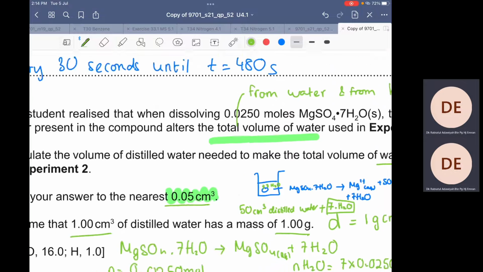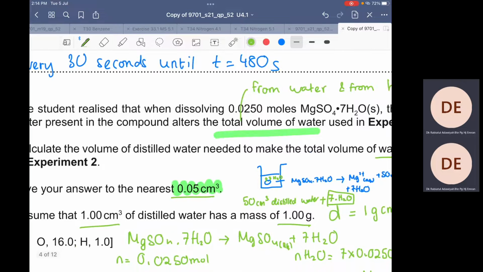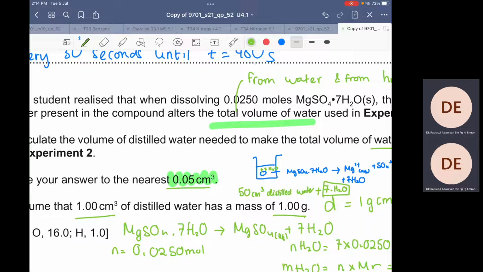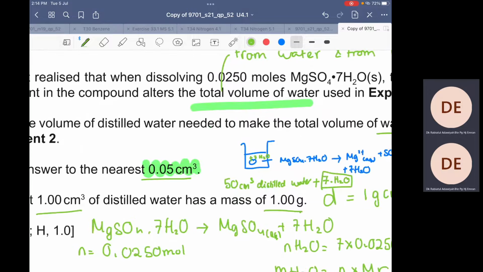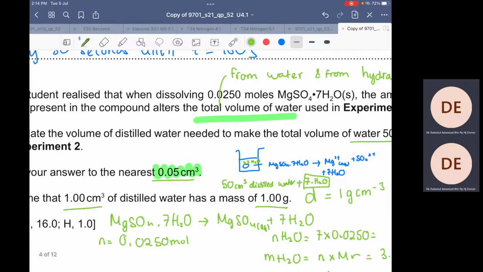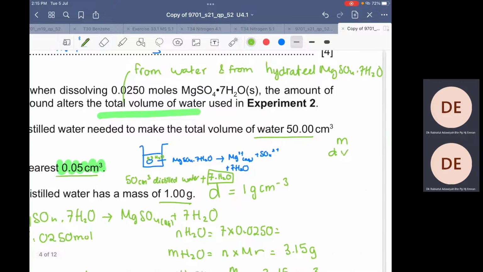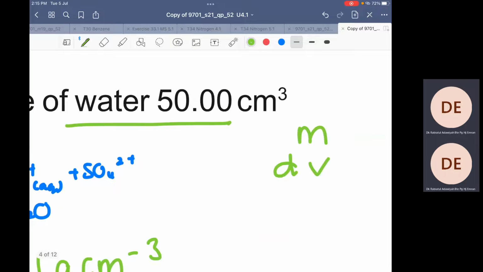Okay, so what do I know? I know the number of moles of magnesium sulfate. The number of moles is 0.0250. I know the mole ratio of my hydrated solid to water molecule is 1:7. So I find the number of moles of H2O from this hydrated solid. I can find the mass of H2O. I'm not interested in the mass, however. I want to know the volume, right? And to find volume, I need mass over density.